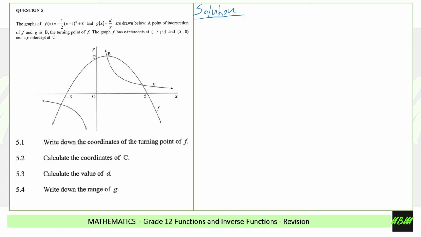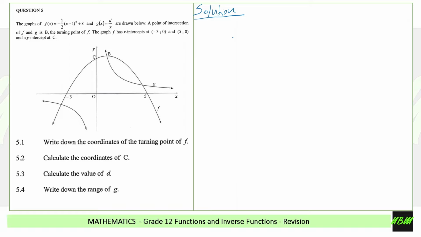A point of intersection of f and g is B, the turning point of f. So the turning point of the parabola is at point B, and at point B, that is where the graph of f and g intersect. And then the graph of f has x-intercepts at (-3, 0) and (5, 0). Those are the x-intercepts of the parabola, the graph of f, and the graph of f has a y-intercept at point C.